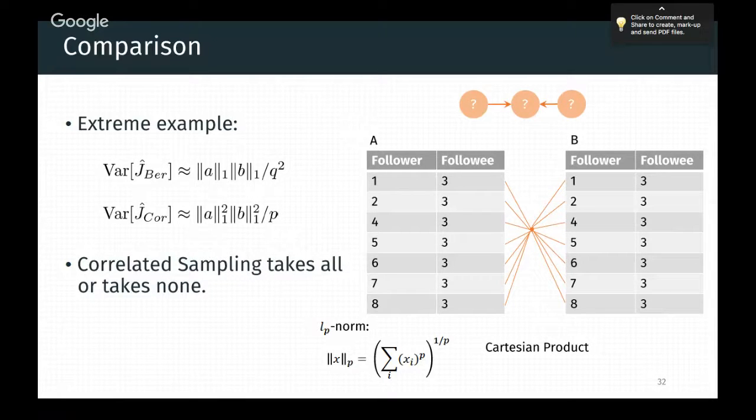And the second extreme case is that all the join tuples in the two tables share the same value. Then the join between A and B will be a Cartesian product of these two tables. Then in this case, because they have the same value, correlated sampling will take them all, or take none. It will sample all tuples with probability p, or sample nothing. So it will have very large variance in this case.